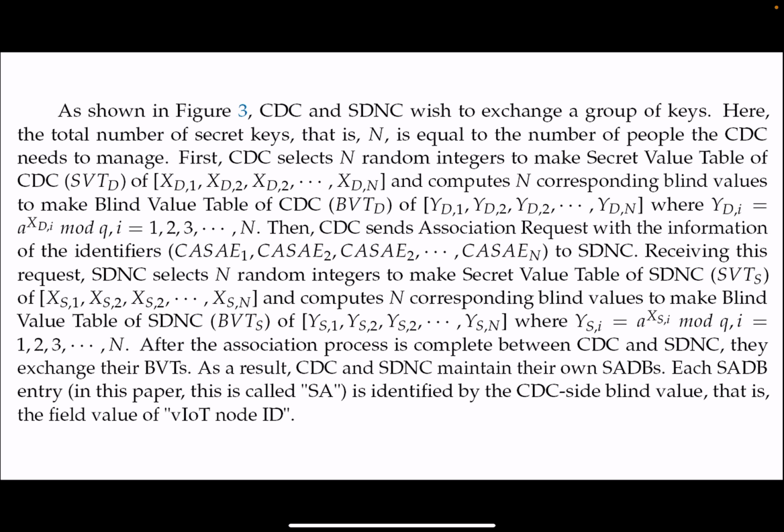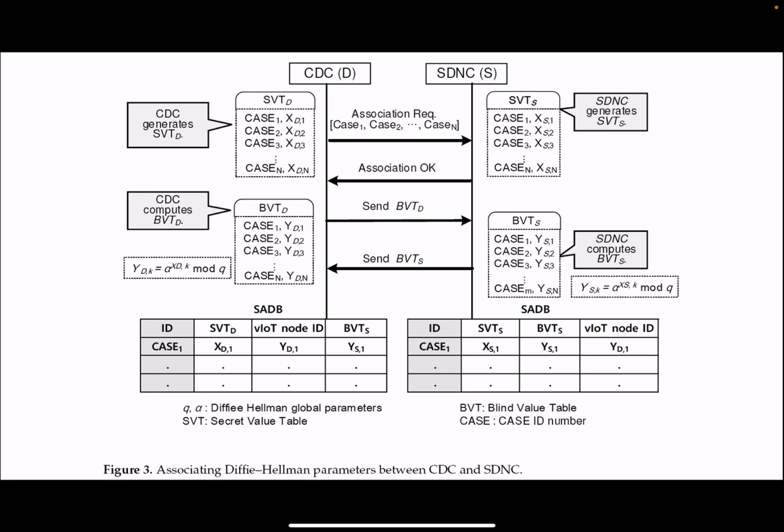After the association process, it is completed between CDC and SDNC. They exchange their BVTs. As a result, CDC and SDNC maintain their SADBs. Each SADB's entry is identified by the CDC side blind value, that is the ID field of the virtual IoT node. This is figure 3, which shows the associating of Diffie-Hellman parameters between CDC and SDNC.